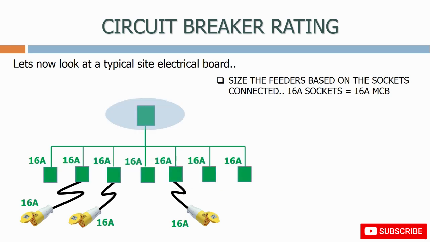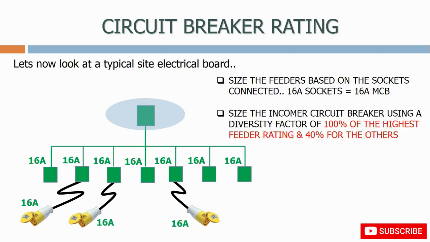What about the rating of the incomer? Is it likely that every single socket will be fully loaded at 16 amps all the time? Of course not. Therefore, we need to apply some diversity. Again, size the incomer circuit breaker using a diversity factor of 100% of the highest feeder rating and 40% for the others.